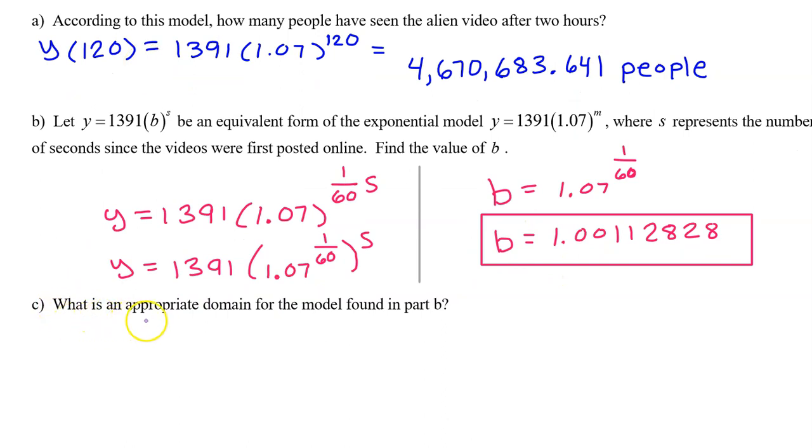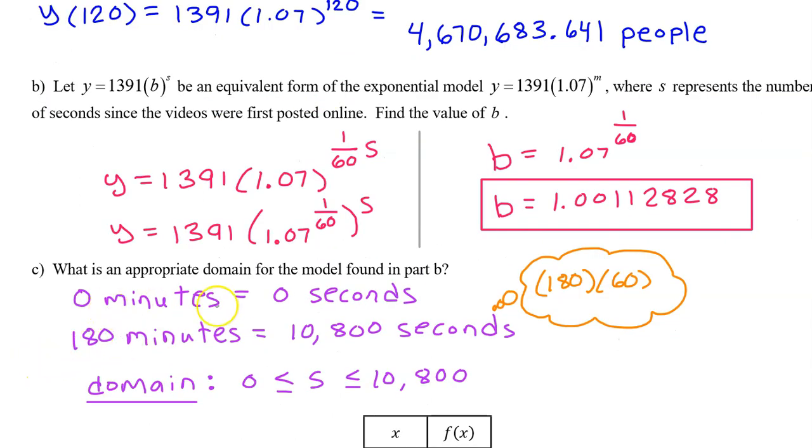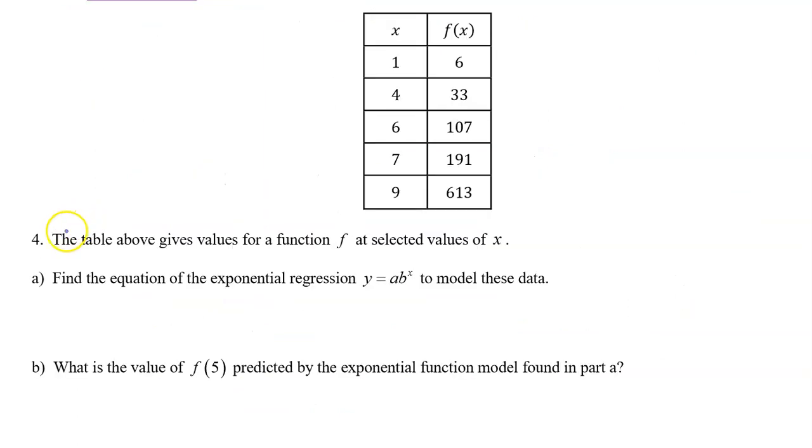Part C. What is an appropriate domain for the model found in Part B? This was the domain in minutes. Since 0 minutes equals 0 seconds and 180 minutes equals 10,800 seconds, the domain for seconds would be S from 0 to 10,800.